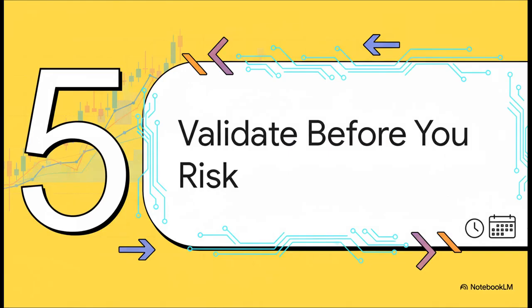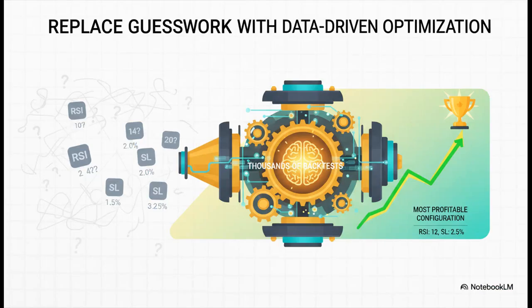Look, having a cool strategy idea is one thing, but knowing if it actually works, that's everything. And this is probably the most important part of algo trading. You have to validate your idea with real data before you even think about risking a single penny of your hard-earned money. This is where you can get a serious data-driven edge. I mean, once you have your strategy, how do you know if an RSI setting of 14 is better than 12? Or if a 2% stop loss is better than a 3% one? Well, the Strategy Optimizer takes out all that guesswork. It will automatically run thousands of backtests, trying out all these different combinations for you to find the absolute most profitable configuration of your strategy.